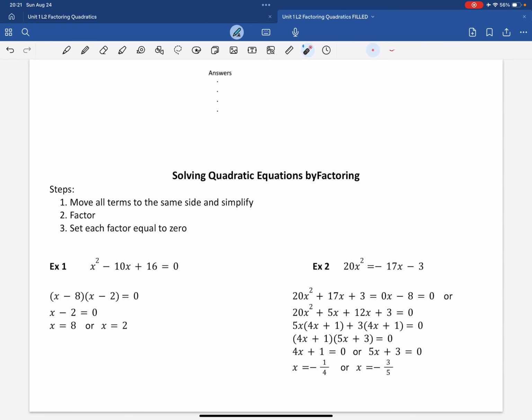All right, here we go. This is part 2 of factoring quadratics for AP Precalc Unit 1 Lesson 2.